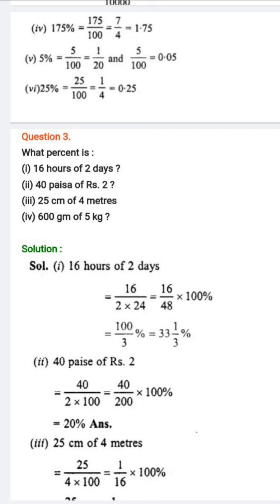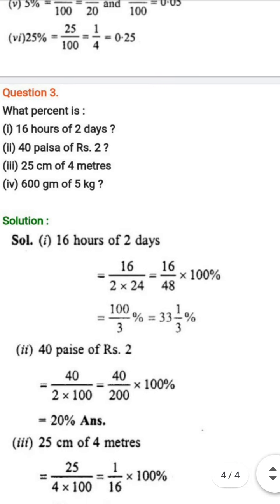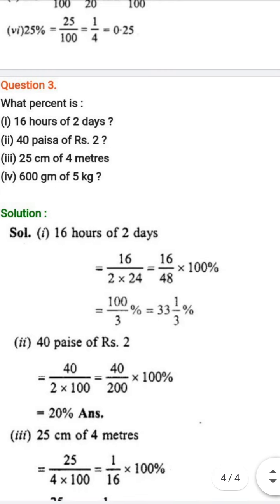So 2 days, 1 day means 24 hours, and 2 days are given, that's why 2 into 24. 16 upon 2 into 24, so it will be 16 upon 48. 16 upon 48 we have to write as a percentage, so multiply by 100. Do the division and multiplication. So we will get 100 upon 3%. 100 upon 3% is an improper fraction. We can write it as a mixed fraction, 33 and 1 upon 3%, or otherwise you can write 33.33% also.